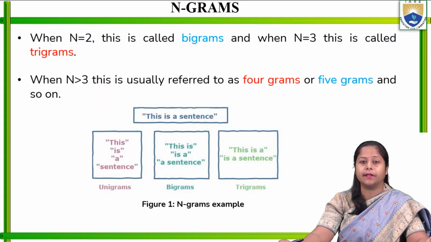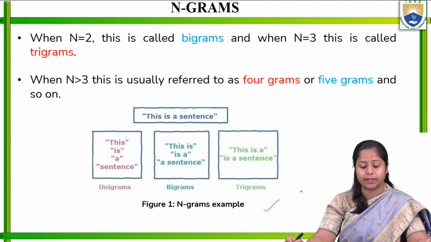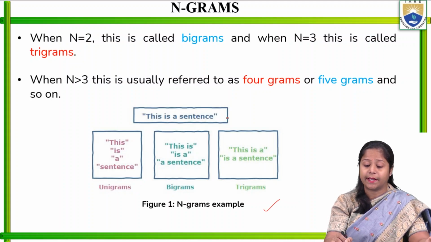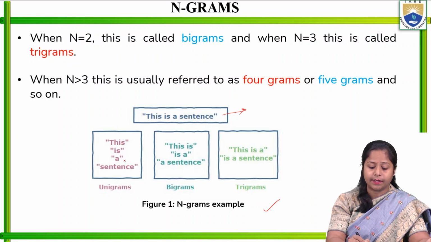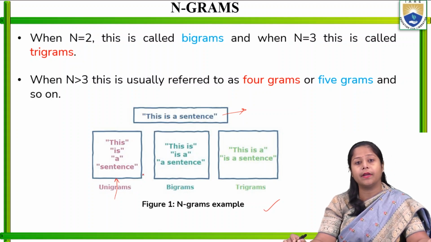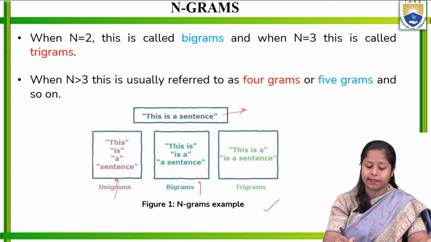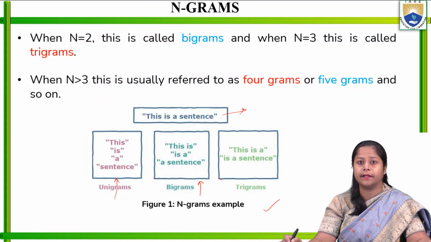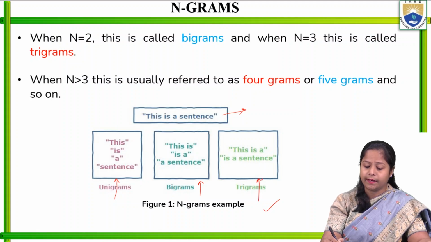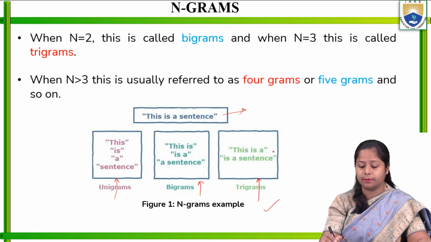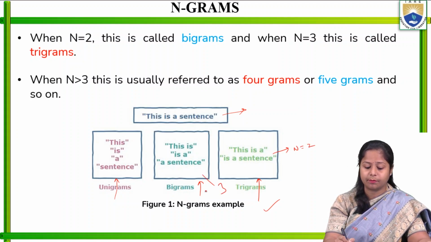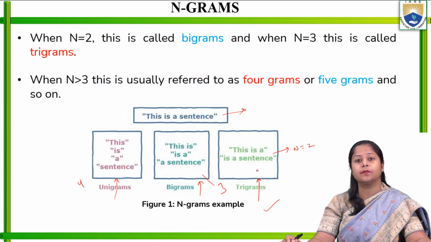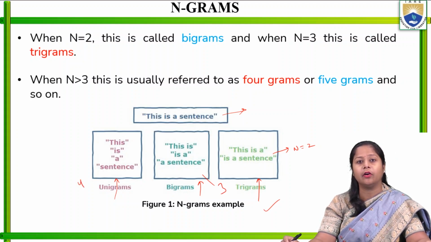So let's see an example in this figure, an n-gram example. Suppose we take a sentence, "This is a sentence." Each single word is referred to as a unigram. In "This is a sentence" there are 3 possible bigrams, a combination of two words: "this is", "is a", and "a sentence". So likewise we have to identify how many n-grams there are.